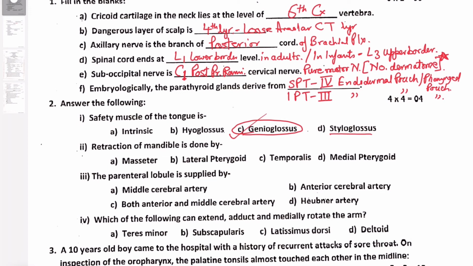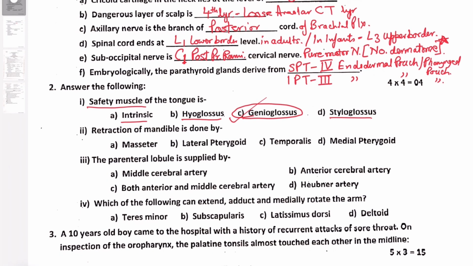Styloglossus retracts the tongue. Hyoglossus depresses the tongue. And there is one more extrinsic muscle, palatoglossus, which elevates the tongue. And there are 4 intrinsic muscles, as you know. Superior longitudinal rolls the tongue upwards, inferior longitudinal rolls the tongue downwards. The transverse muscles make the tongue cylindrical, thickened, rounded, while the vertical muscles flatten the tongue, spread out the tongue. Got it? Okay, and that's why genioglossus is also called the life-saving muscle.